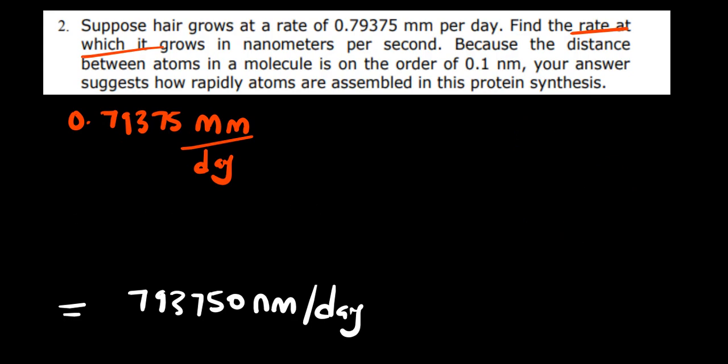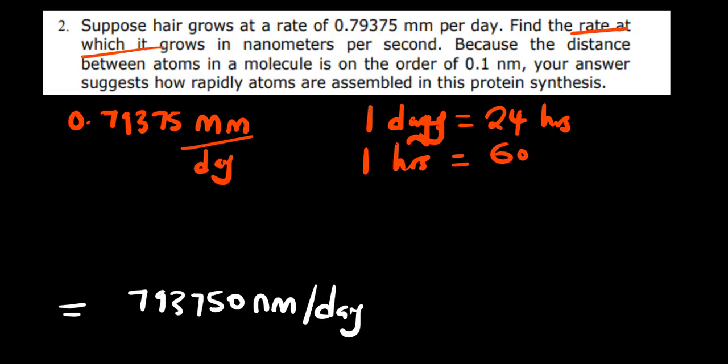Now you know that one day is equal to 24 hours. In terms of hours, 1 hour is equal to 60 minutes. Then 1 minute, you know that it's equal to 60 seconds. Okay, now what about 1 day?